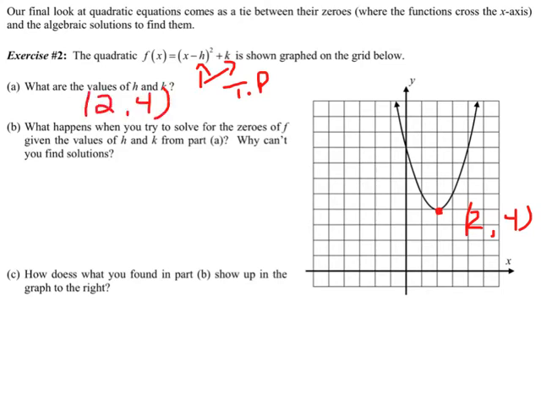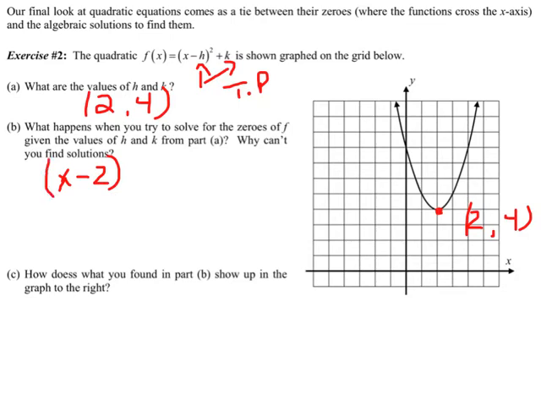All right. What happens if you try to solve it? Well, if I try to solve this thing here, if you set it equal to 0 to get the zeros and stuff like that, you would have an x, and the 2 is a positive 2. Remember, we always want the opposite on that. So that's a negative 2.